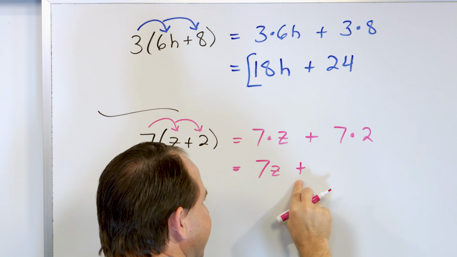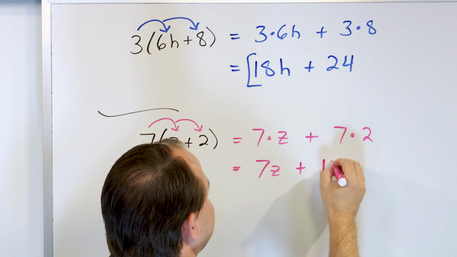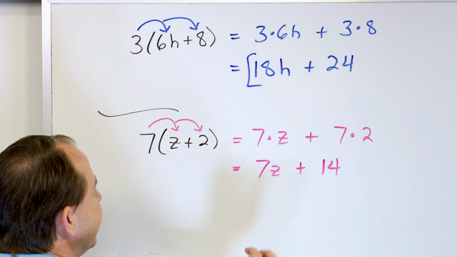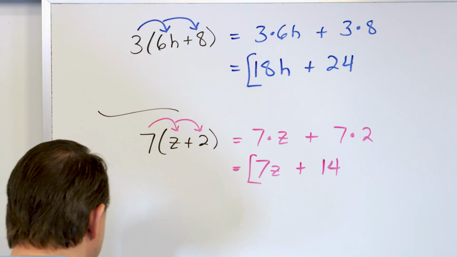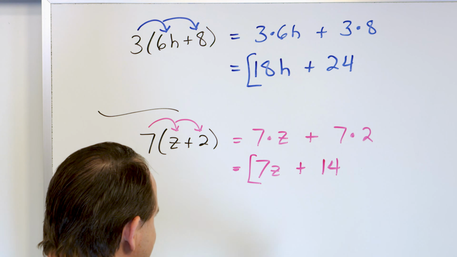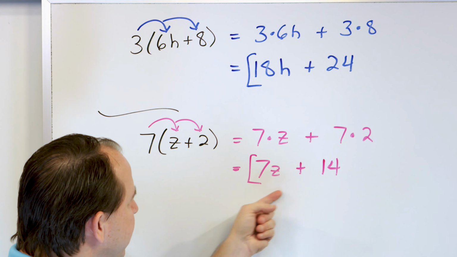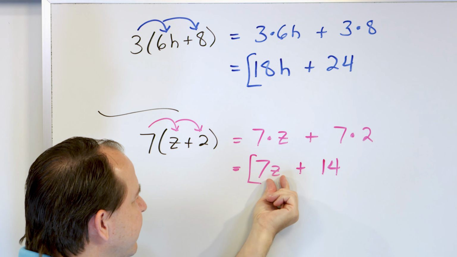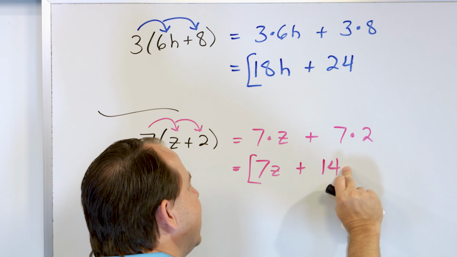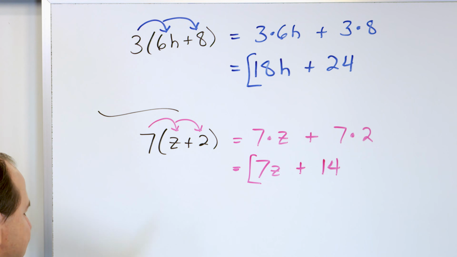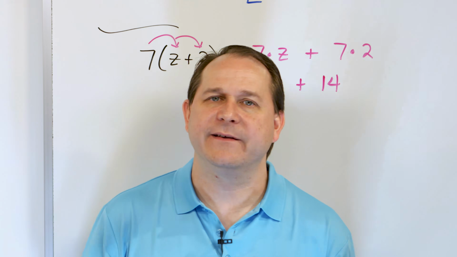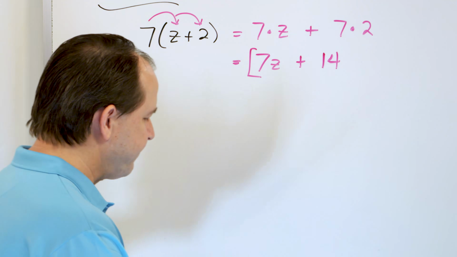Plus, because the addition comes last, 7 times 2 is 14. We have to do the multiplications first because order of operations says we do. 7z plus 14, that's all I can do. Your mind might be telling you, combine, combine, combine, but you can't do it because this is a z term and this has no variable at all. The only way I could combine them is if this had a z as well. You have to add apples to apples, oranges to oranges. You can't just add things that are different in algebra.